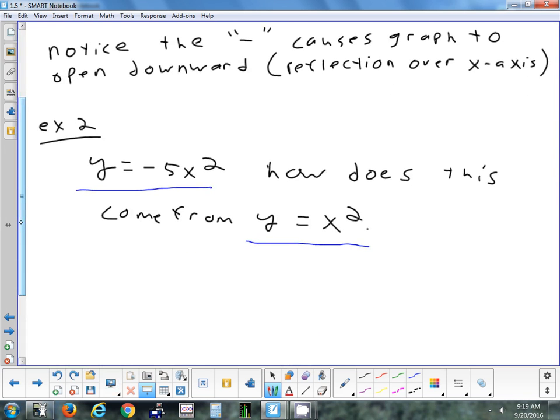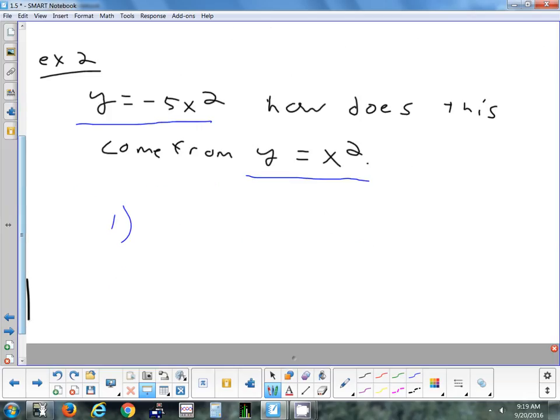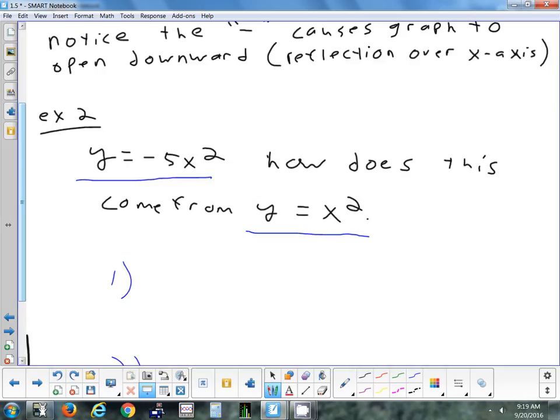Let's just start with how many. How many things are happening in y equals negative 5x squared? How many different transformations? 2. Yep, there's 2. Let's start with the 5. Who can tell me what the 5 does? Stretches it. Yep, which way? Vertically. Yep, so we're going to say it's a vertical stretch.